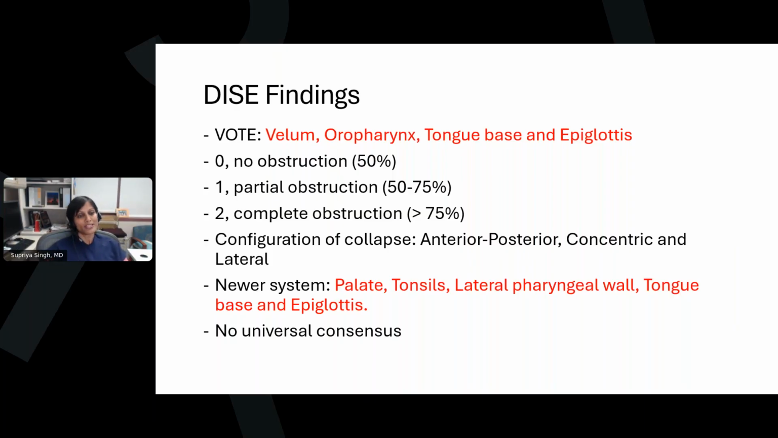Till now, there is no consensus as to how we should define these findings. So besides the VOTE criteria, there is a newer system which looks at, once again, the velum or the soft palate, the tonsils. You'll be amazed how many adults still continue to have tonsils. We look at the lateral pharyngeal wall, the tongue base, and the epiglottis. Just because the VOTE sounds fancier, this is what we have mostly stuck with. But once again, there is no universal consensus. And in addition to that, there is a lot of inter-operator variability.